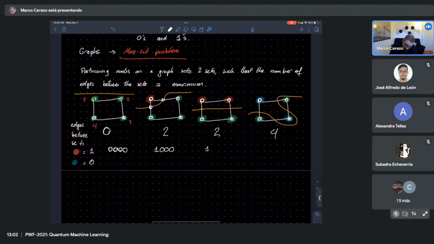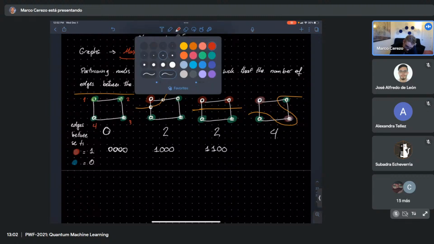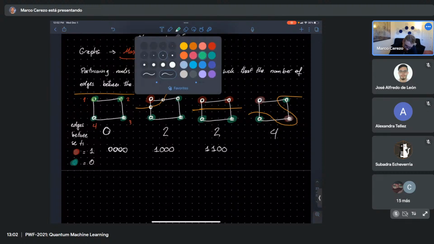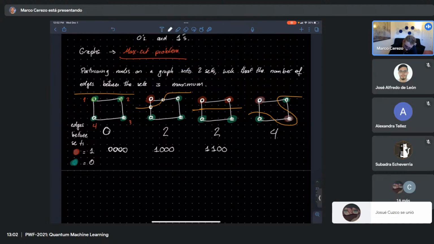This one right here would be 1, 1, 0, 0. Oh, I just realized that the last one should be red. There it is. Now it's consistent. I think at some point I just messed up the colors. Right, I like it more now. And this final one is going to be 1, 0, 1, 0.